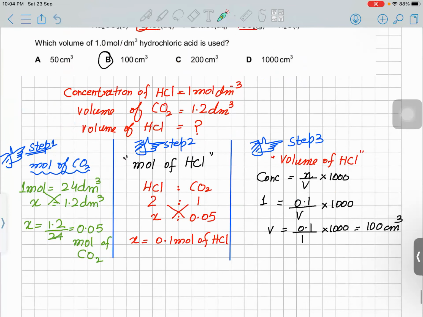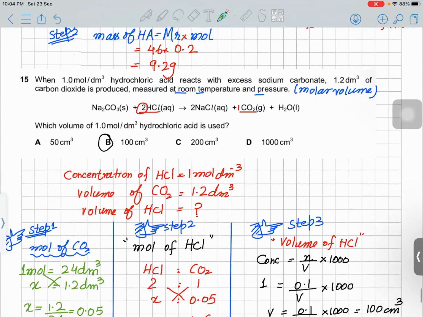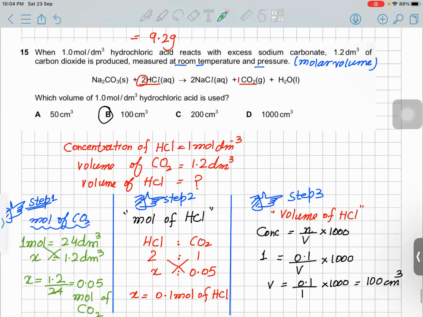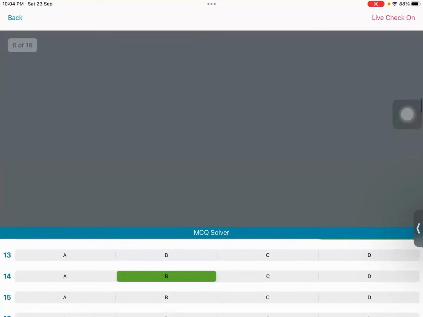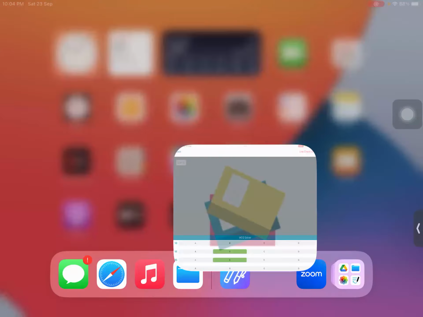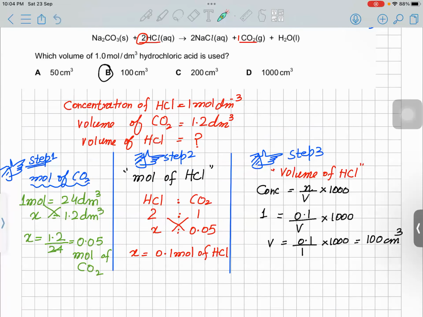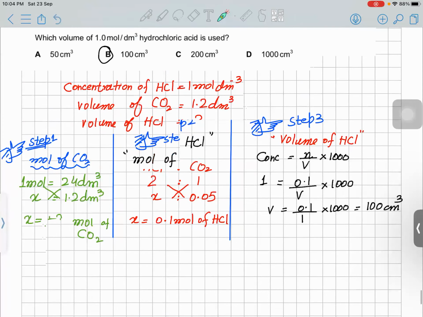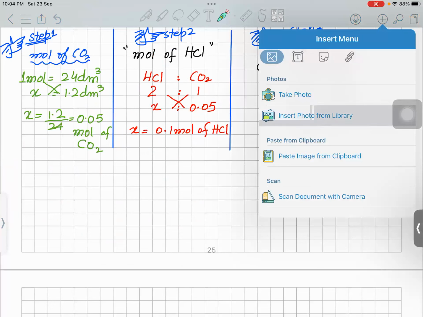Are you getting this point? How to get 100 cm cube? Yes, sir. Now question number 15. Answer is B. Yes, the answer is B, correct. Now last question.